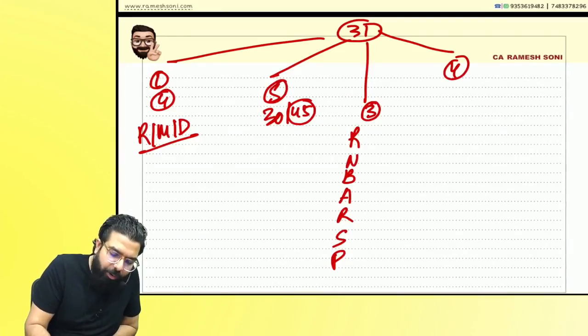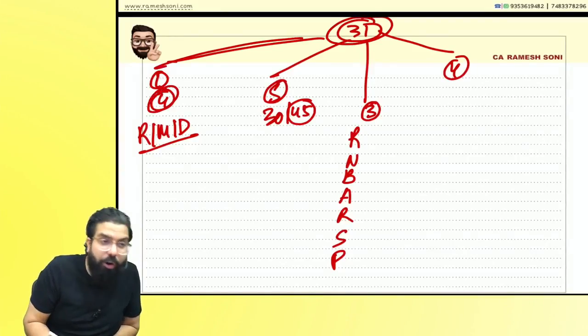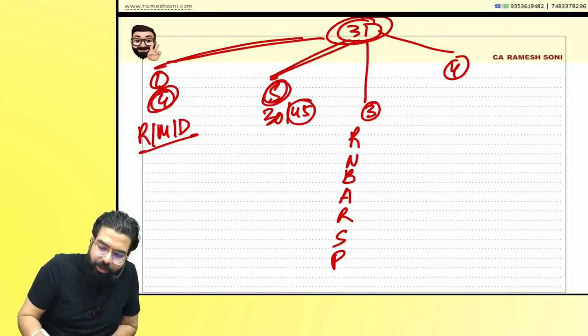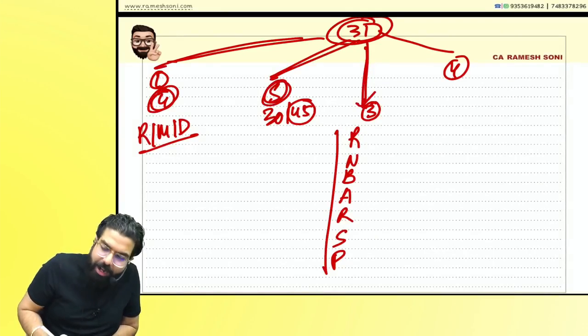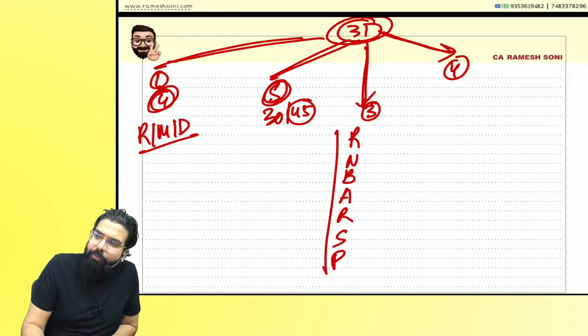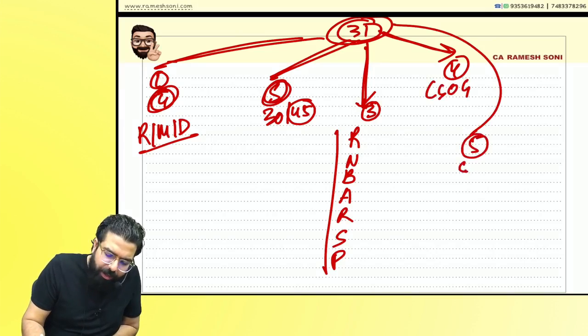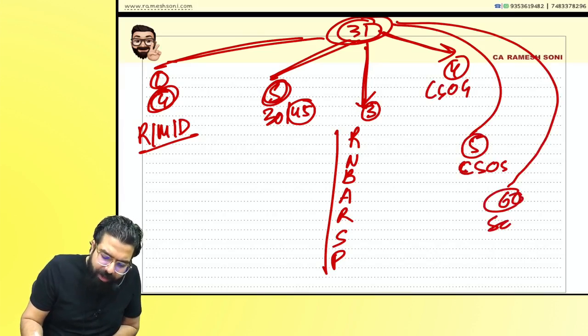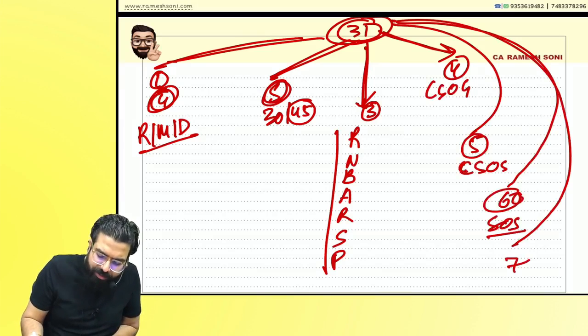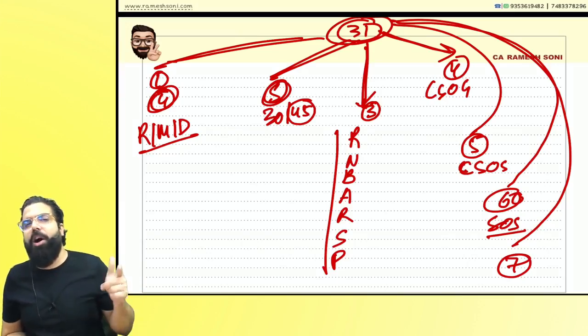I told you about section number 31.1, which told about goods. Section number 31.2, which told about service. 31.3, which told about RN bar SP. 31.4 told about continuous supply of goods. 31.5 continuous supply of service. 31.6 supply of service ceases before completion, and 31.7 goods sent on approval.